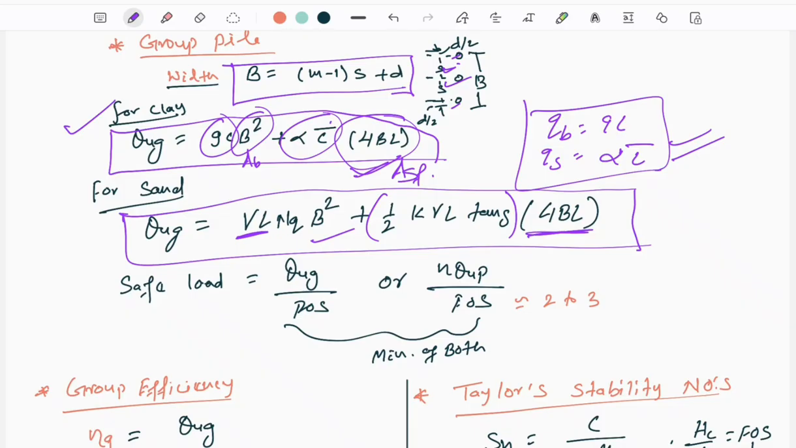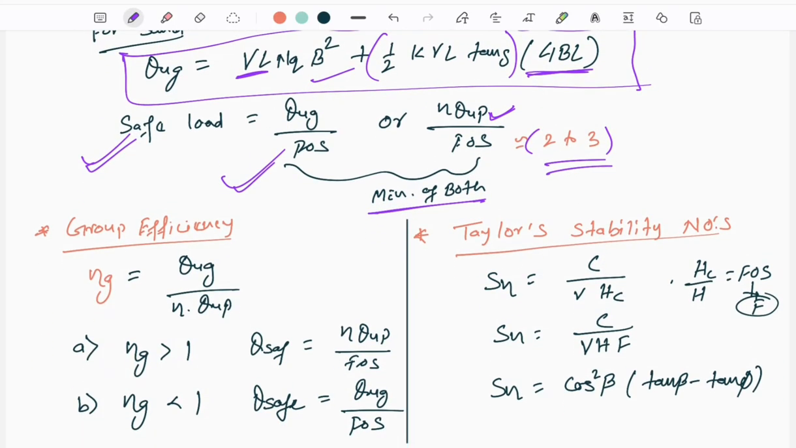Next is the safe load. For again the QUG, the capacity of group pile divided by factor of safety, you will get the safe load. And for safe load, you can directly calculate the capacity of group pile, or you can calculate the capacity of one pile multiplied by the total number of piles. So whichever is the minimum of the both, you will get the safe load. And in this case the factor of safety ranges 2 to 3.